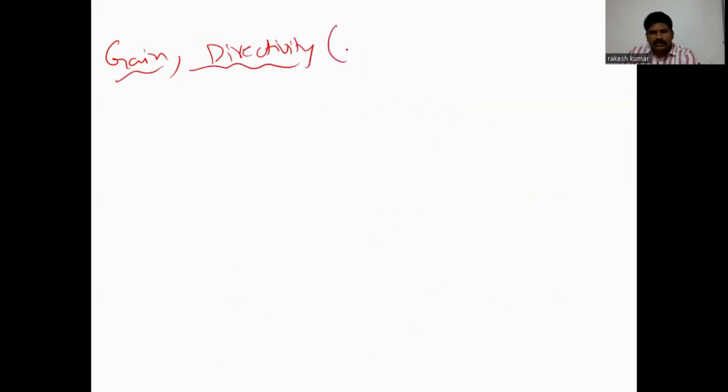Now, another parameter we study here is gain and directivity. Directivity is nothing but maximum gain, the other name for directivity. First we will define what is meant by gain.